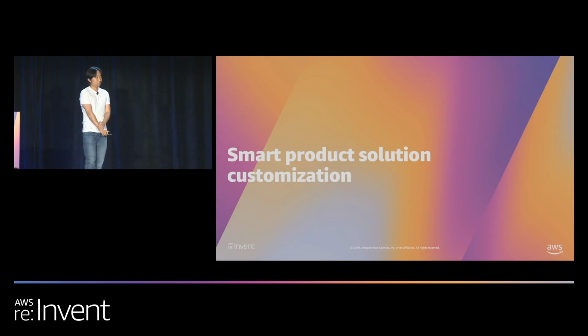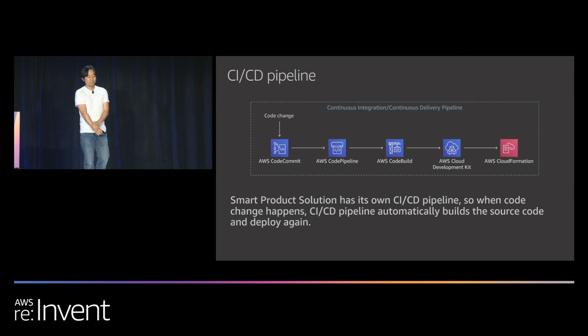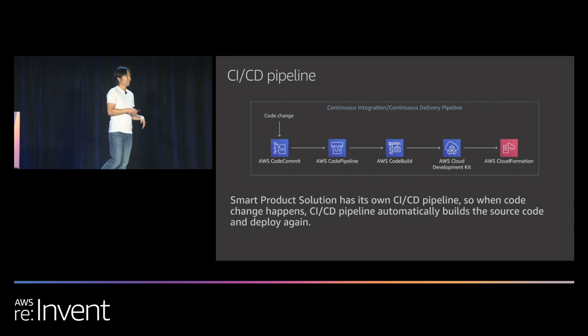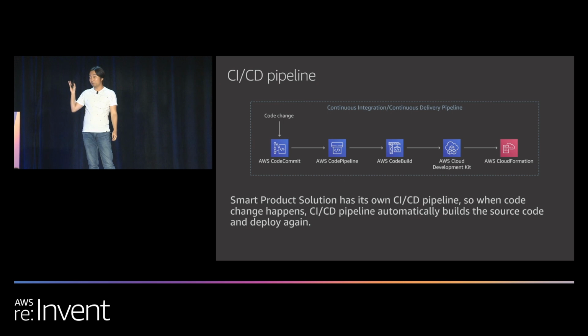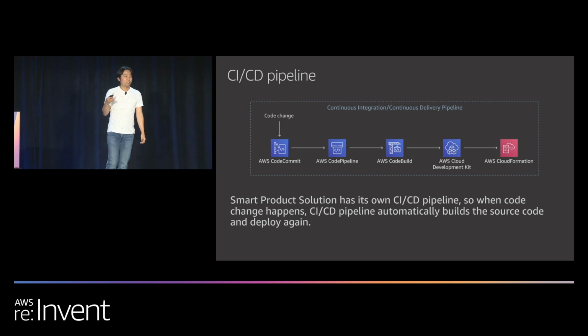So let's talk about the customization. By the way, this solution is available as open source. You can customize it, and you can get the source code through the GitHub repository as well. But if you launch the smart product solution, it itself has a CI/CD pipeline as well.